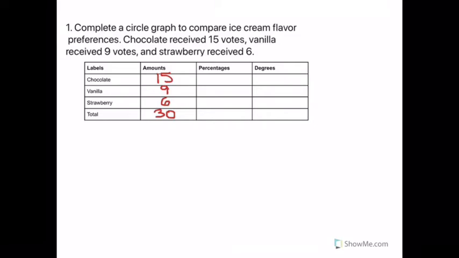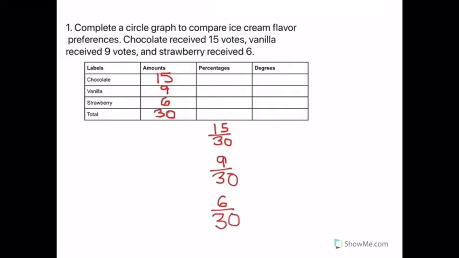Next, let's find the percentages. A percentage is a part of a whole. So we need to find the percentage for chocolate, vanilla, strawberry. So let's do that by looking at the total. Chocolate received 15 votes out of the total, which was 30. So to find the percentage for chocolate, you take 15, divide it by 30. Same thing for vanilla, 9 divided by 30. And then strawberry, 6 divided by 30, and that will give us the percentages.